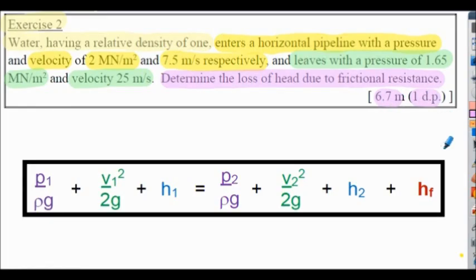Just repeated Bernoulli's equation here, accounting for friction losses, HF. The solution essentially takes the format of that for exercise 1. The only difference here is that we have to find the unknown frictional resistance, HF, but the approach is very similar: extracting information from the question, stating appropriate symbols and units, inserting the values into the equation and rearranging in this case for HF. I'd encourage you to start the presentation and attempt exercise 2, but I will show you the full worked solution on the following slides.